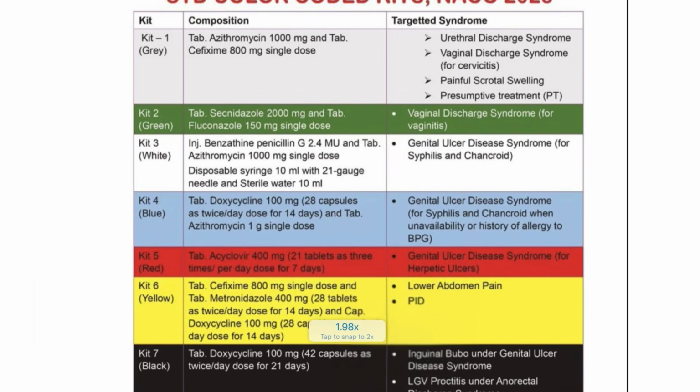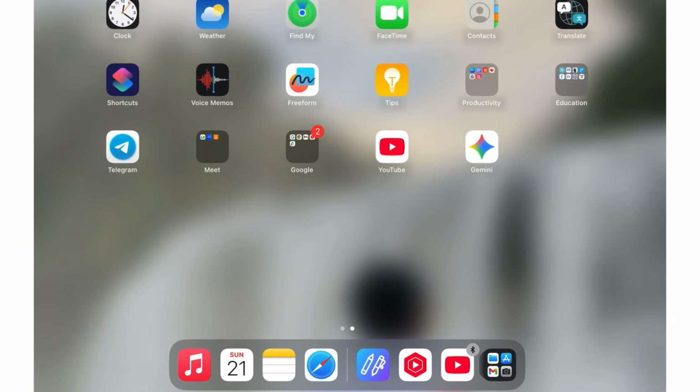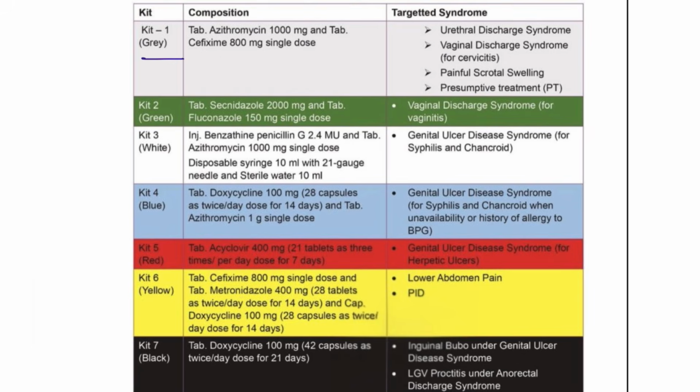Next, the different types of kits that we have. The gray kit is seen with conditions like urethral discharge, vaginal discharge and painful scrotal swelling. Azithromycin and cefixime are given for these patients. Kit 2, green, is secnidazole or fluconazole, only for vaginal discharge syndrome where you see the candida organism. The white kit is for genital ulcer disease, especially syphilis, and is given with benzathine penicillin. Kit 4 has doxycycline, given for non-ulcerative types of conditions. Kit 5 is acyclovir for herpes lesions.